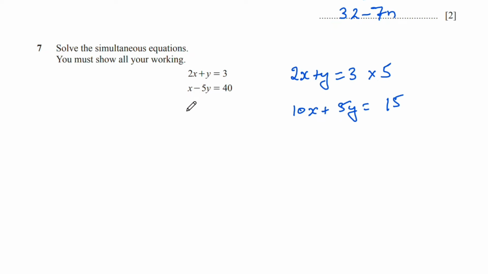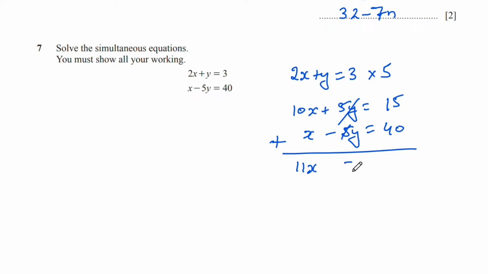Now writing the second equation, x minus 5y equals 40. Now adding these two equations. So this will be 11x, adding, so this will be 11x. These two will get cancelled out and this is 55. So x equals 5.